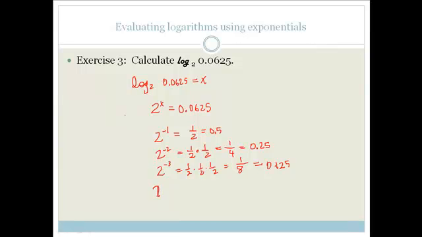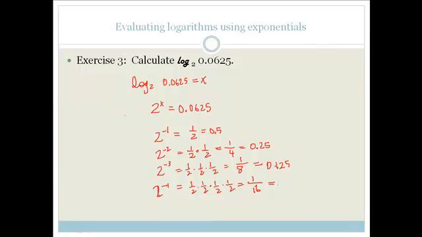Maybe 4. Negative 4 is the magic power. 1/2 times 1/2 times 1/2 times 1/2. 1 times 1 times 1 times 1 gives me 1 on top. That's super easy. 2 times 2 is 4. Times 2 again is 8. Times 2 again is 16. So I'm looking at 1/16, which I have no idea what that is.